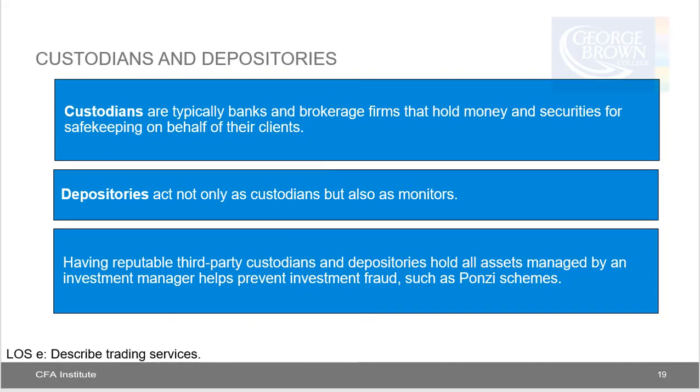And finally, in this section, we're looking at custodians and depositories. Custodians are typically banks and brokerage firms that hold money and securities for safekeeping on behalf of their clients. Security ownership records were once commonly held as actual paper certificates in secure vaults. Now securities are almost exclusively held in book entry form as secure computer records.